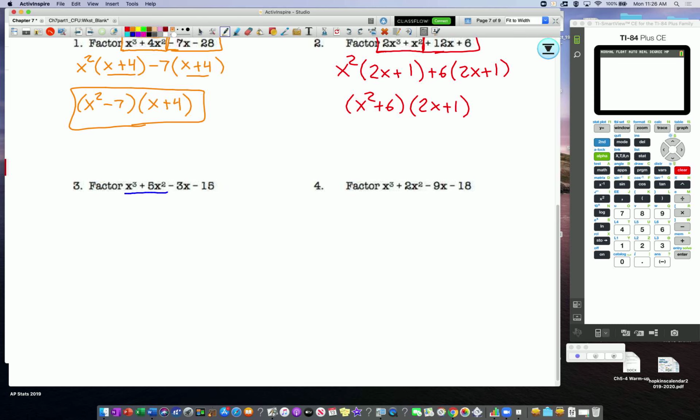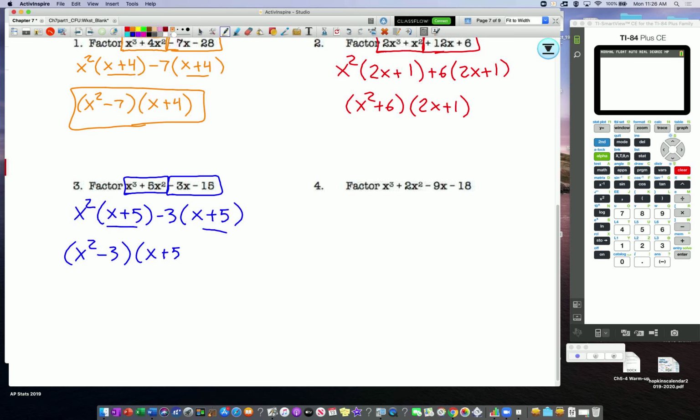All right, let's take a look at number 3. All right, group the first 2 together. They share x squared, left with x plus 5s. Group the second set together. Factor out the minus. They share a minus 3. When I pull out that negative, it actually causes it to be positive, x plus 5. Sweet, those are the same. X squared minus 3 sets of x plus 5s.